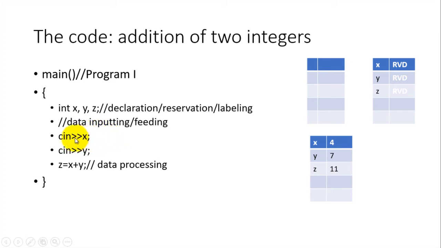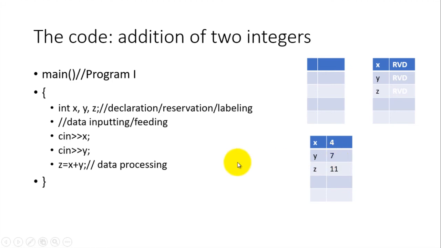So when I say cin X, you can see now in room X, 4 is inputted. That means I typed 4, which was put into variable X. That is room X. When the code comes to the next line, that is line number 6, you find that it is cin Y. So in variable Y, or we can say in room Y, number 7 is inputted if I happen to type 7.